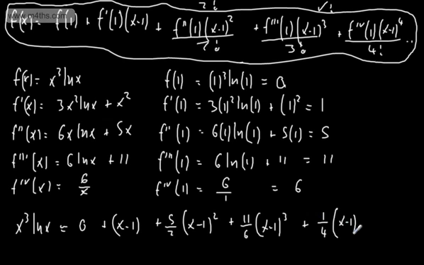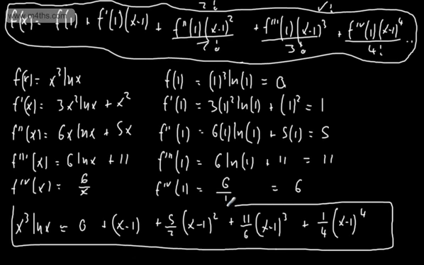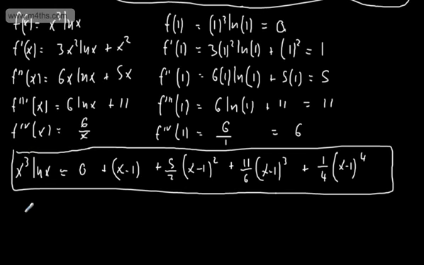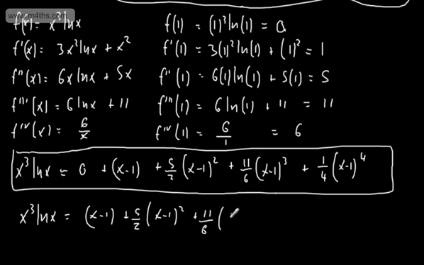You'll want to show your full workings in an exam. I haven't, purely based on the time and the space. So we can say that now x cubed, the natural log of x, is approximately equal to, and we can get rid of that 0. Or you could write this now, that x cubed, the natural log of x, is equal to x minus 1 plus 5 over 2 (x minus 1) squared plus 11 over 6 (x minus 1) cubed plus 1 over 4 (x minus 1) to the 4th, so on and so forth.